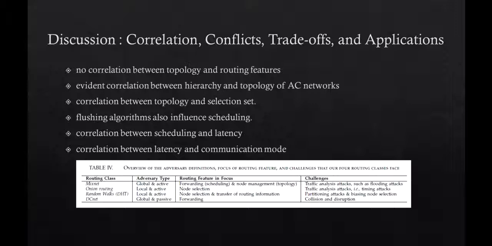The figure below has the table description of the applications like Mixnets, onion routing, random walks, and DC net. Mixnets are designed to be secured against traffic analysis, but they are vulnerable to flooding attacks. So the challenge here for the Mixnet is that they are vulnerable to flooding attacks. Tor network from the onion routing can secure against local adversaries, but they are vulnerable to traffic analysis attack. So the challenge here is timing attack.